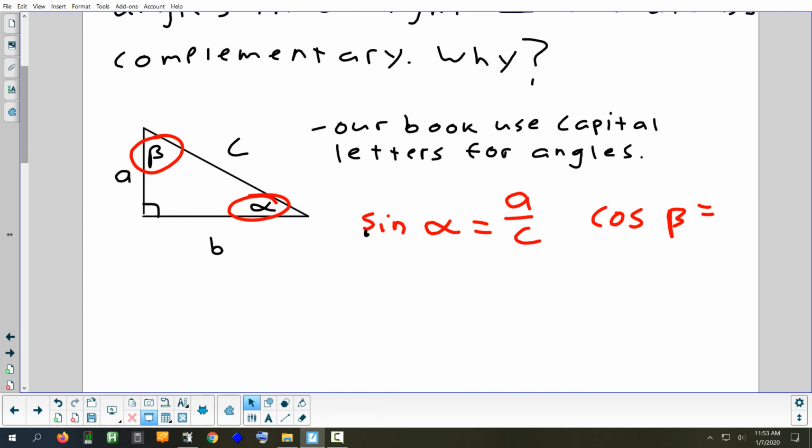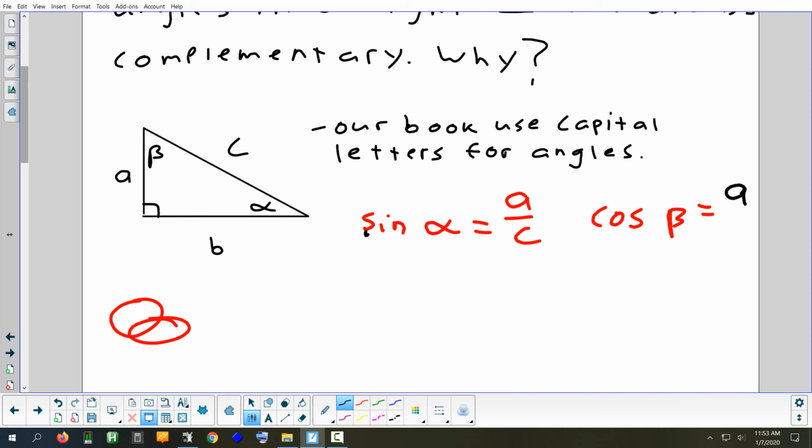Putting co in front of sine gives me cosine. The complement of alpha is beta. Okay. Now, what's the cosine of beta? What over what? The adjacent over the hypotenuse. And what's the adjacent? A. And what's the hypotenuse? C. Came out exactly the same. The sine of alpha is the same as the cosine of beta. Came out exactly the same.